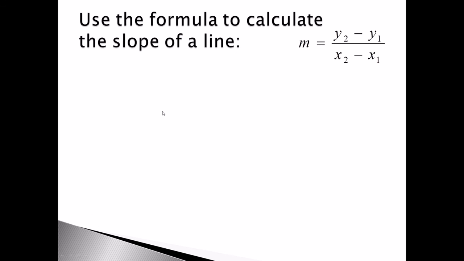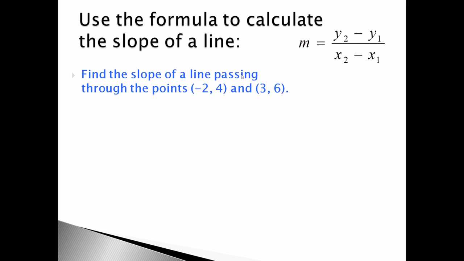Okay, so we're going to practice. Here's our formula, and we're going to do it. We're going to find the slope of a line passing through these points, -2, 4, and 3, 6. We want to know how steep the line is. Again, the bigger the number, we know, oh, wow, I don't know if I want to go work out on that line. That line looks really tough.